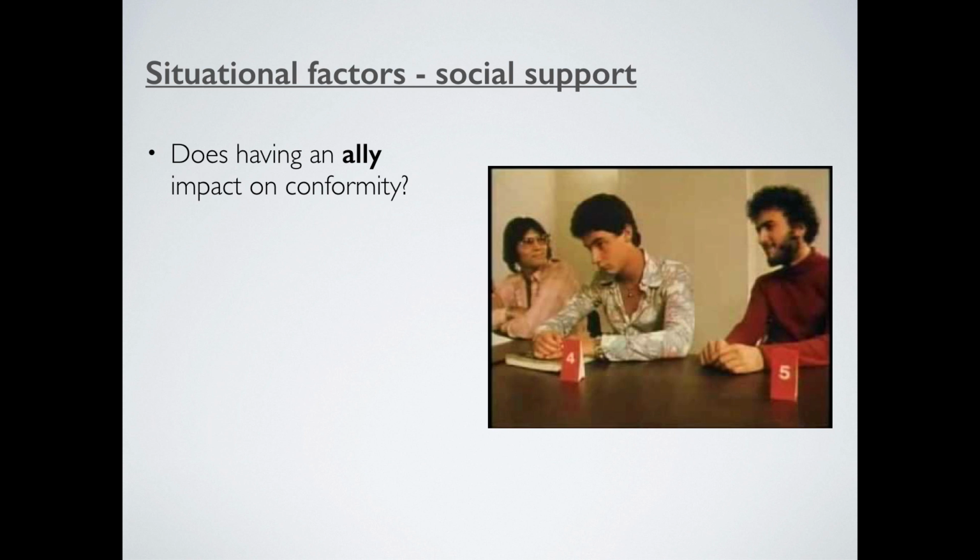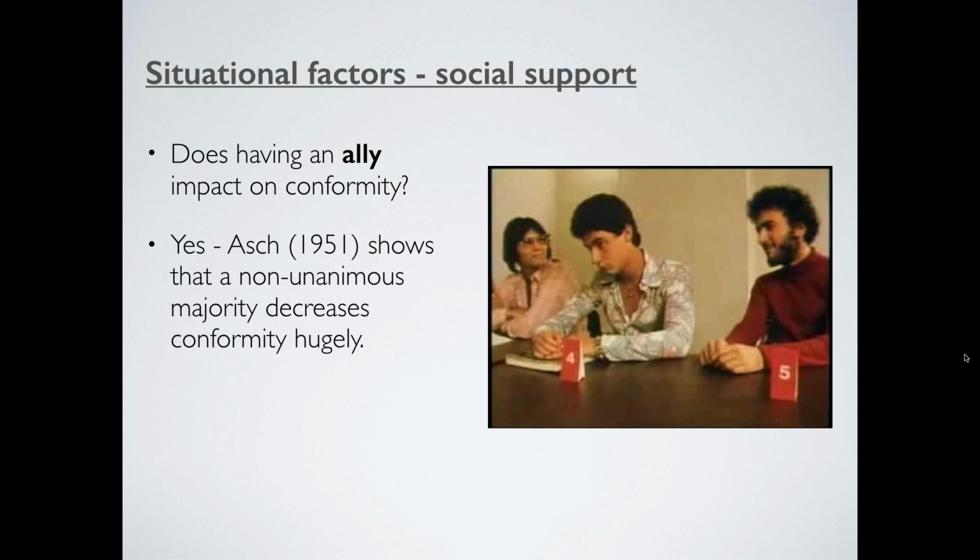Now Asch is very clever with this. What he does is he seats the ally fourth and he tells this confederate, whatever you do, you give the right answer. Therefore, this guy is answering before the true participant. So when the participant's sitting right at the end, he's already got someone else in the room that's gone against the group.